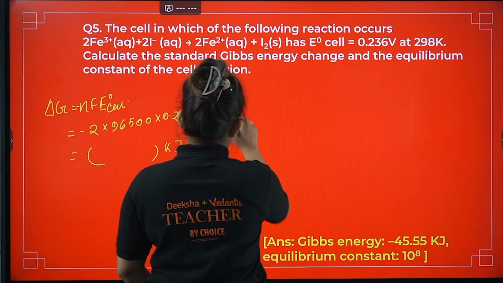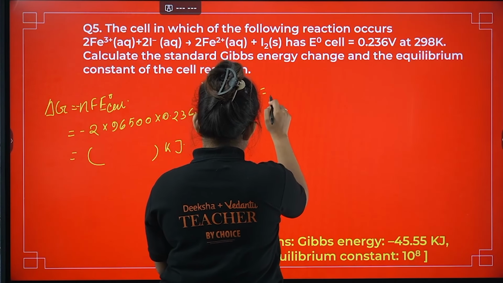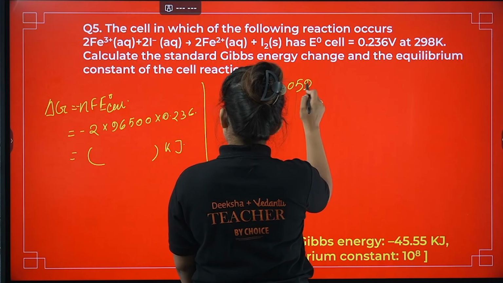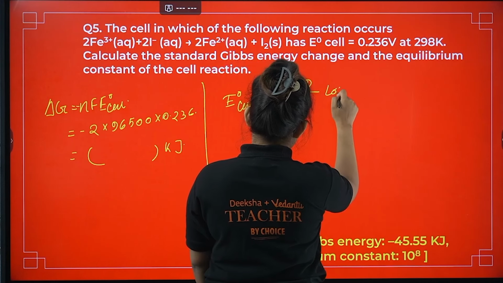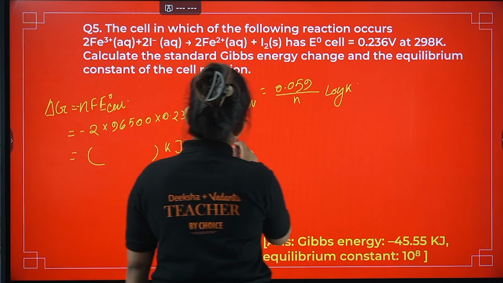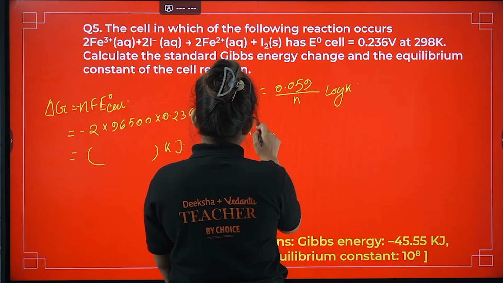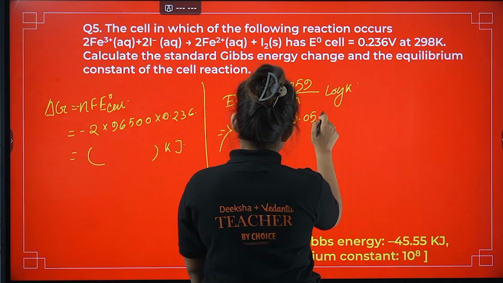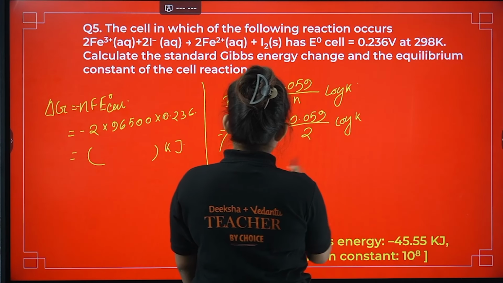So how will you do it? E0 cell is basically equal to 0.059 divided by n into log k. Okay, that is the formula. So E0 cell, let's put it here, 0.236 equals 0.059 divided by 2 into log k. K you have to find out.